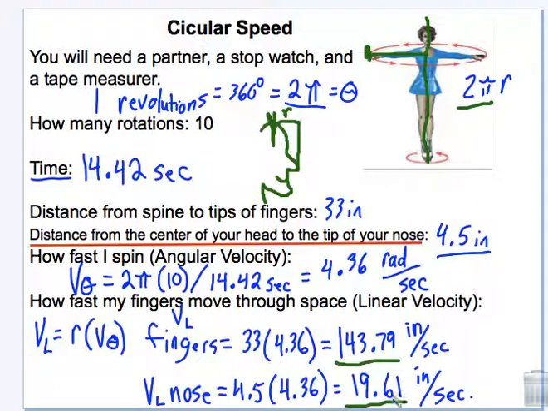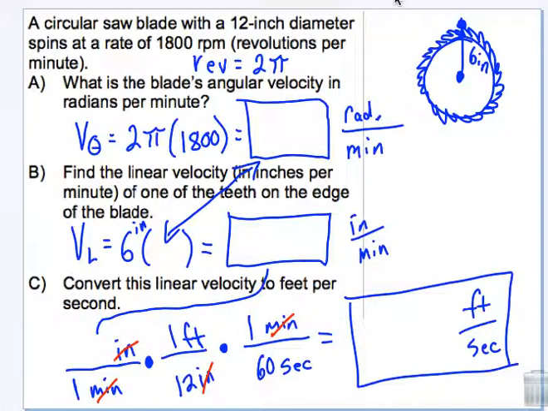So the tip of my nose only traveled 19.61 inches per second, where my fingertips traveled 143.79 inches per second. The difference comes from the radius, how far away each item is from the center of rotation. Okay? So angular velocity is how fast something spins. Linear velocity is how far something travels through space over a given time.